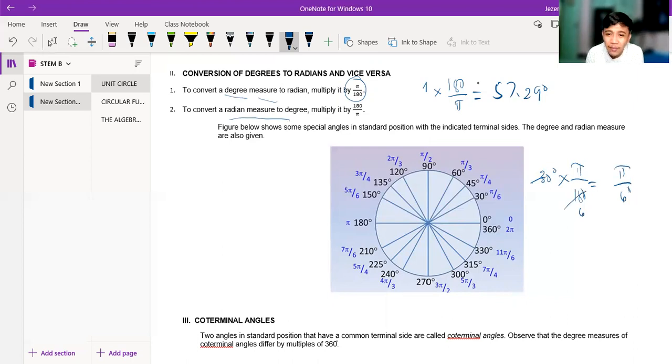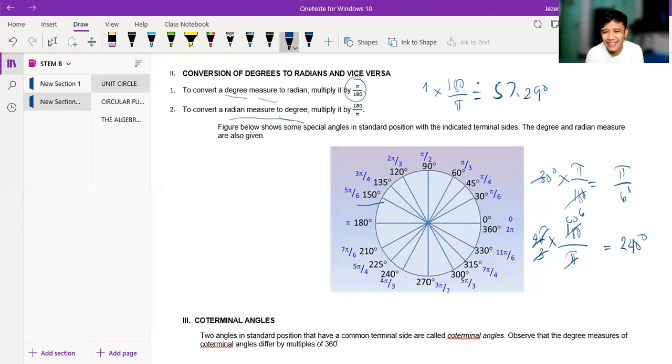Okay? Let's say the given is 4 pi over 3. We get 240. When given radians, we multiply by 180 over pi. So we cancel, and this cancels, this is 60. 4 times 60 is 240 degrees. And that's it. That's how easy it is to convert angles.